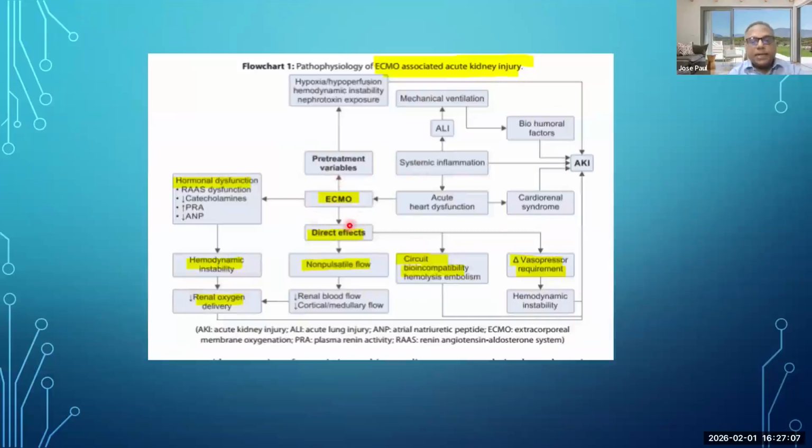So ECMO can lead to direct effects like non-pulsatile flow. Non-pulsatile flow will lead to decreased renal blood flow, decreased cortical and medullary flow, decreased renal oxygen delivery. Then ECMO itself can lead to hormonal dysregulation and acute inflammation. Systemic inflammation can happen. All these can lead to acute kidney injury. And the renal ischemia again can lead to renal tubular necrosis and acute kidney injury. These are in general the causes of acute kidney injury which are related to ECMO.